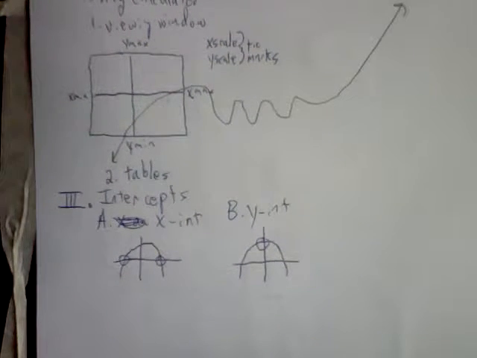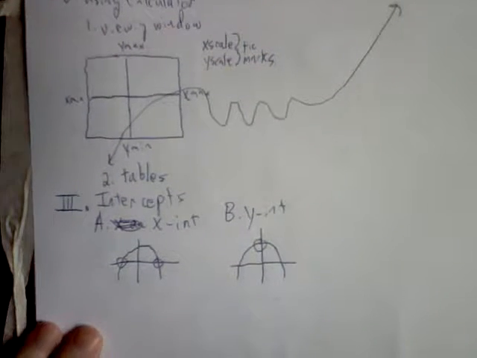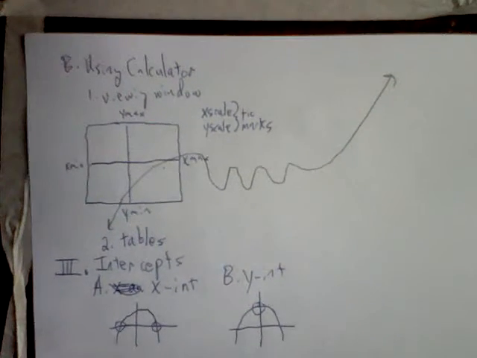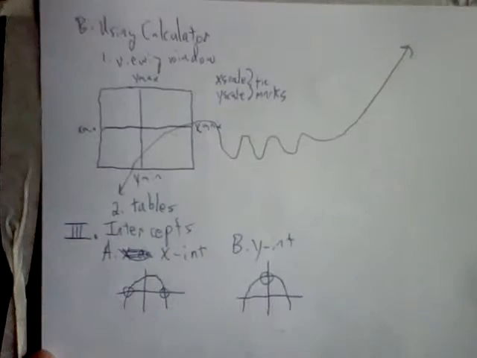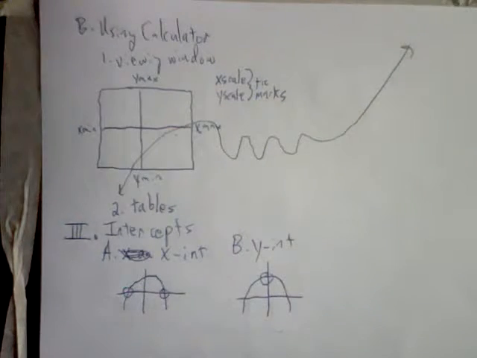Okay, so the book will have you identify some x and y intercepts just visually. I don't know if they have any where they're using the calculator, but okay. So that's 1.1.